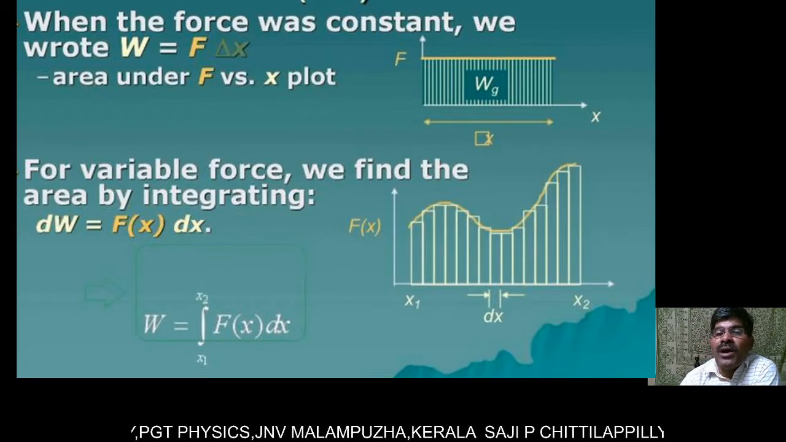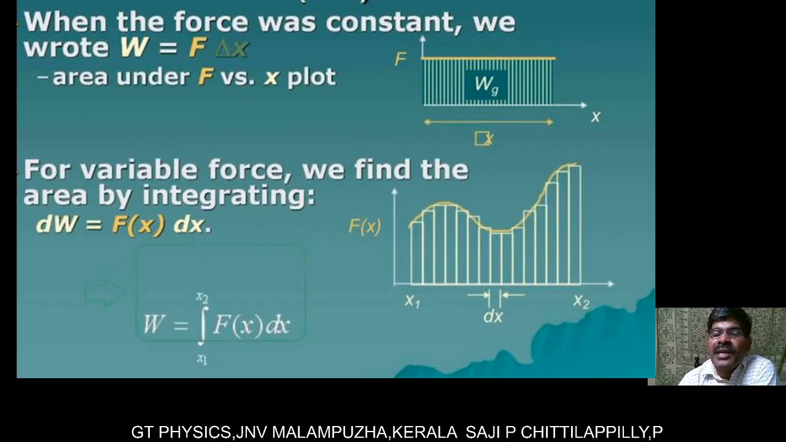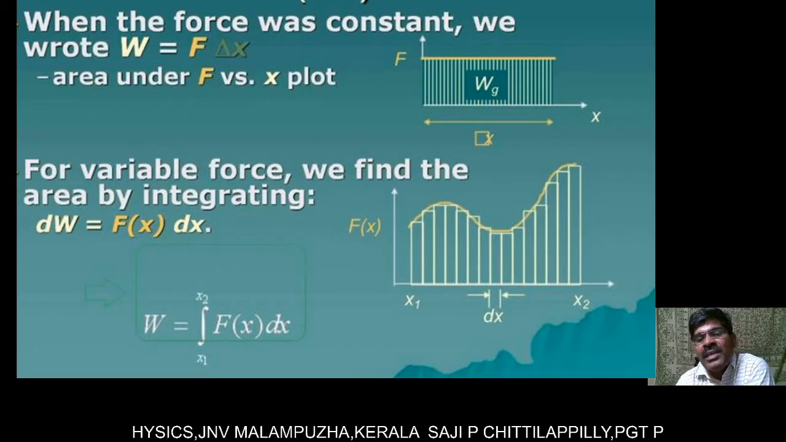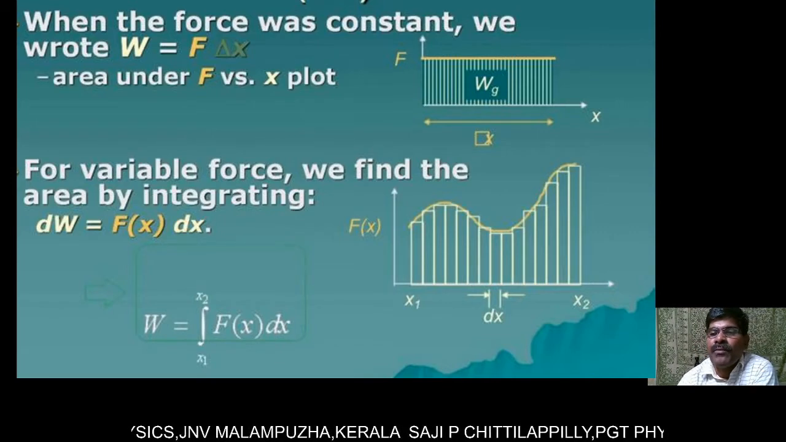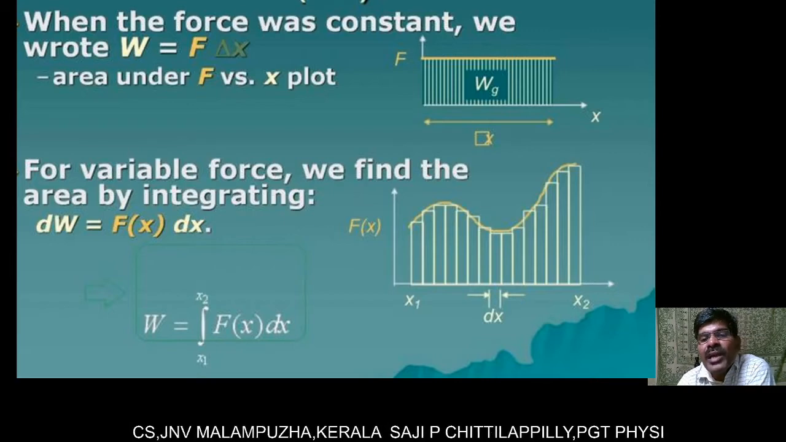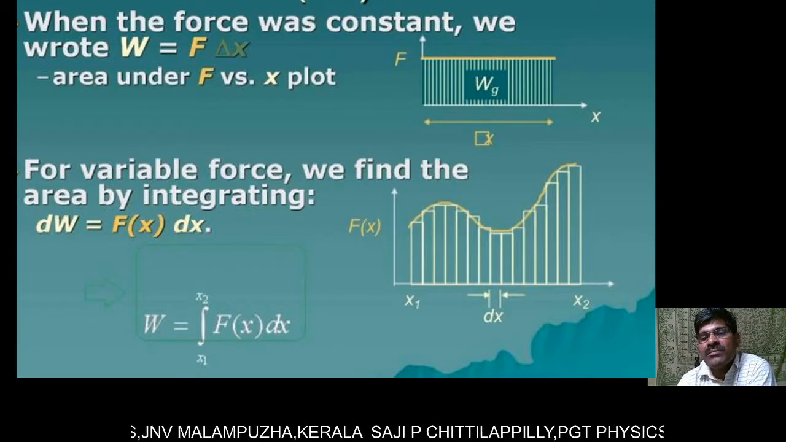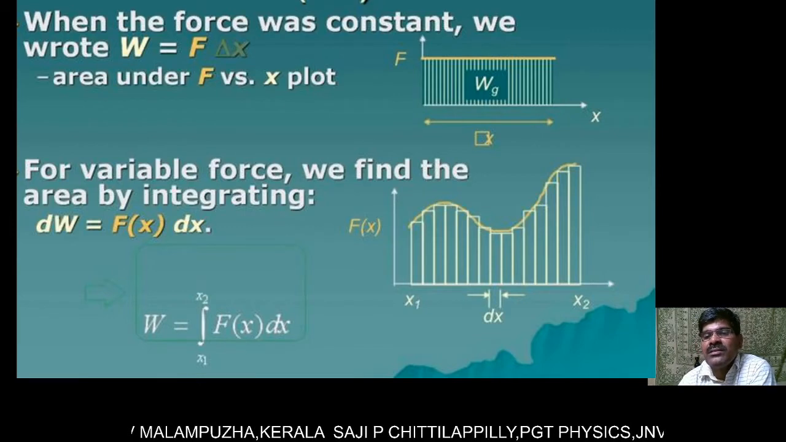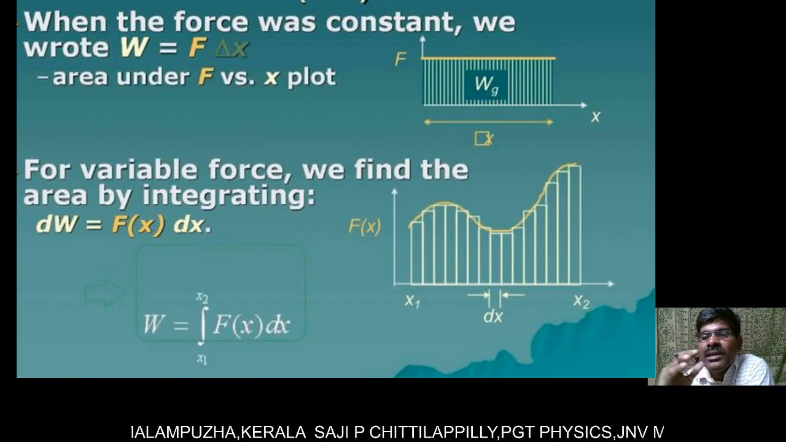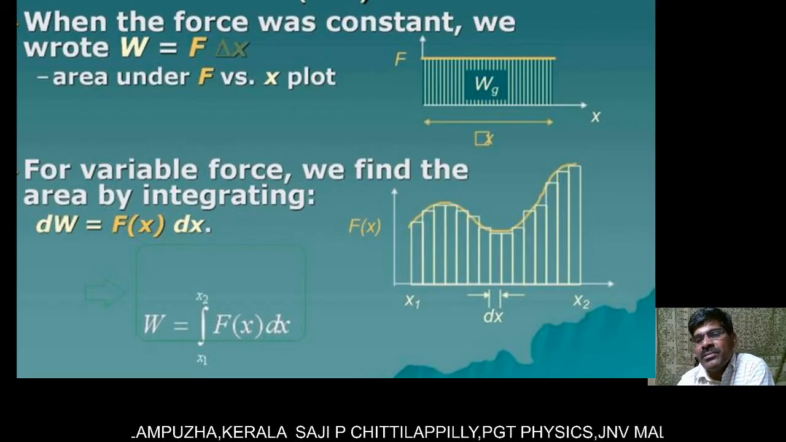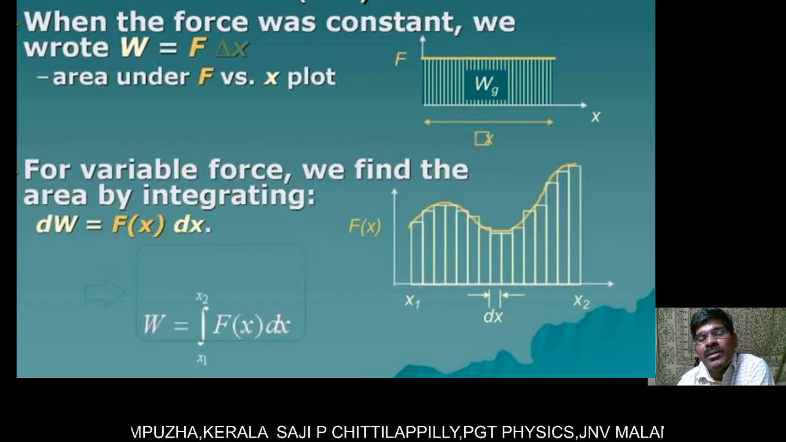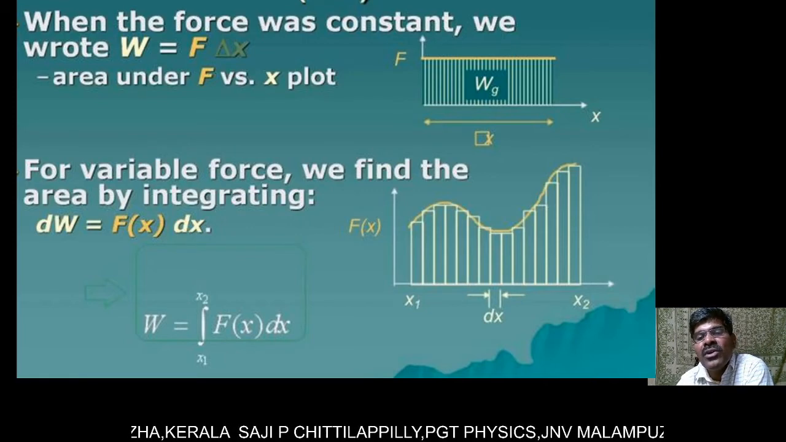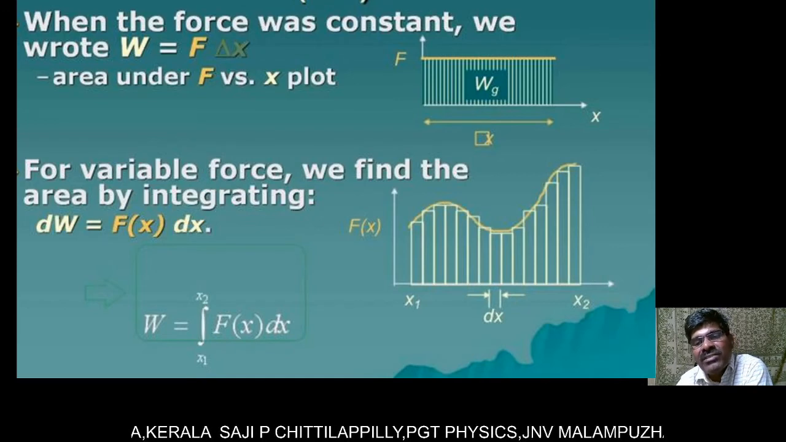So, this is the formula. W is equal to integral x1 to x2 of F(x) dx. If the initial point is xi and the final point is xf, we can write integral xi to xf, F of x dx. These xi and xf are the limits of integration in mathematics. Here we know there is an initial displacement and a final displacement. This is a general formula for work done by a variable force: W is equal to integral xi to xf of F(x) dx.